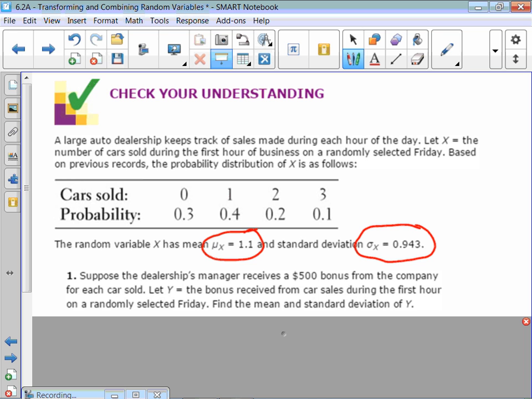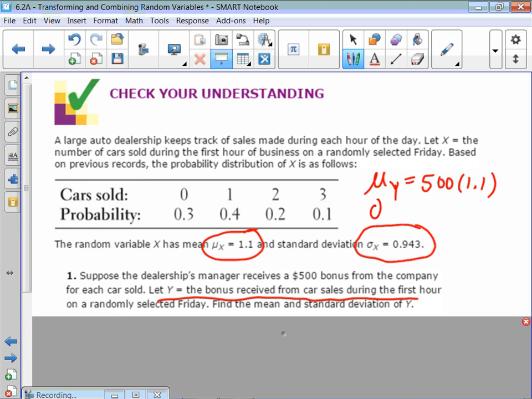Suppose the dealership's manager receives a $500 bonus from the company for each car sold. Let Y be the bonus received from car sales during the first hour of a randomly selected Friday. Find the mean and standard deviation. So we're getting a $500 bonus for each car sold, and 1.1 represents the average number of cars sold. So our new mean, so this time I'm doing the mean of Y, because we're talking about it with the bonus. Okay. And so, Pat O, what do I do to get the new mean? Yep. Multiply your previous mean by 500.